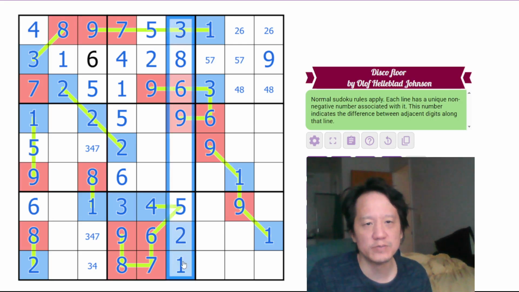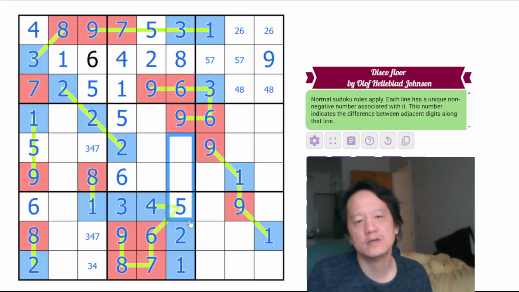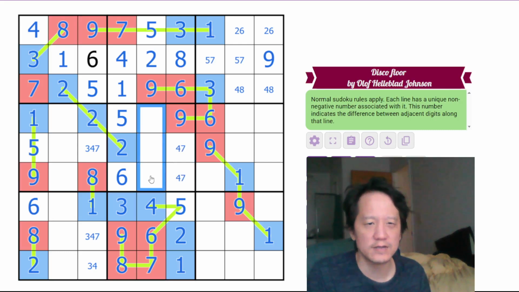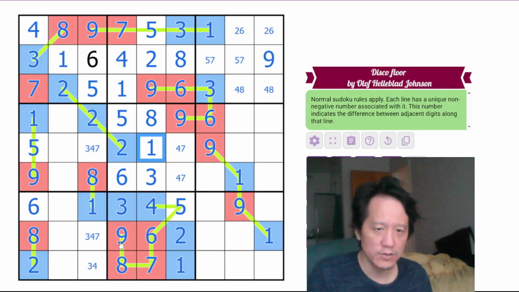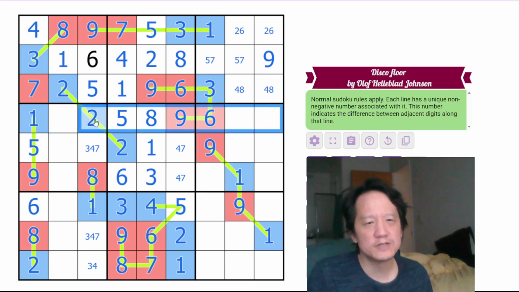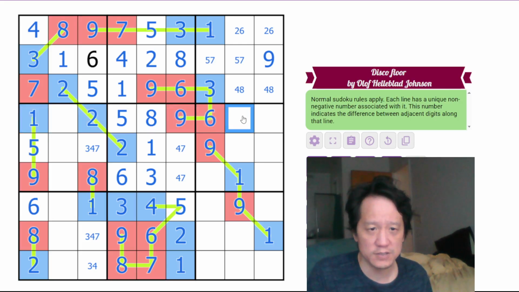Rest of column 7 is, I think, 4, 7. Yep, 4, 7. That leaves 1, 3, and 8 in the rest of column 5. This can't be 1 or 8, so this is 3, which means these can't be 1 or 3, so it's 8, which makes this 1. Okay. Rest of row 4 is 3, 4, and 7.